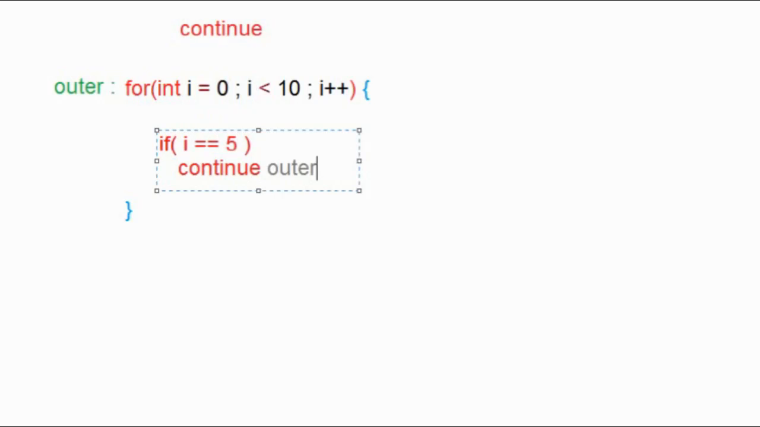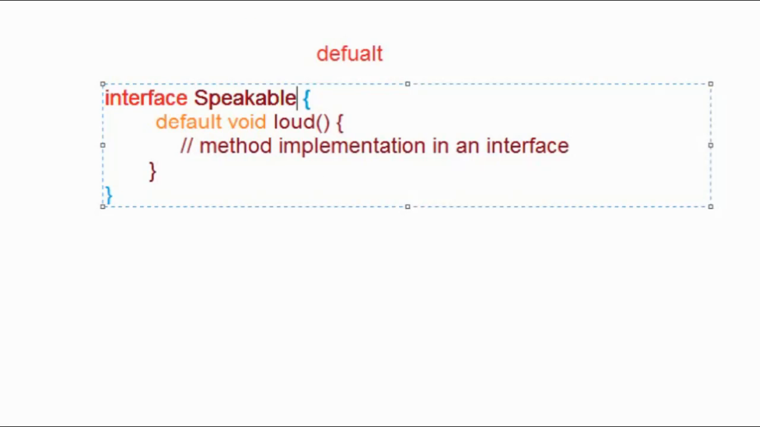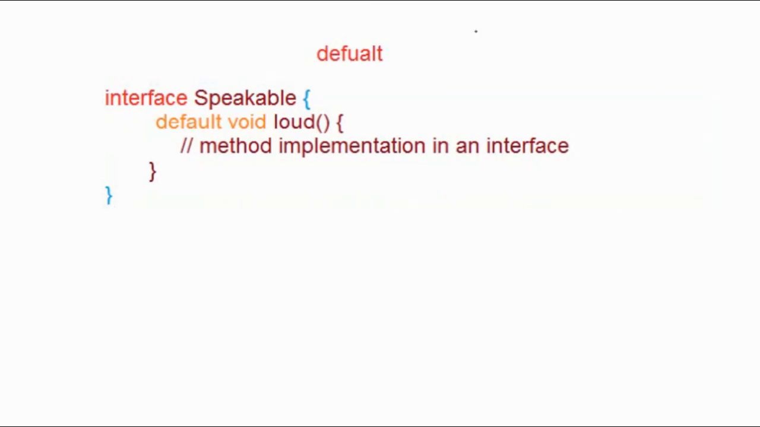So the other keyword we are going to look at is the default keyword. We already saw the use of the default keyword with switch statements, but there is another use with interfaces. So here we shall look at the keyword interface, which is used to declare interfaces.